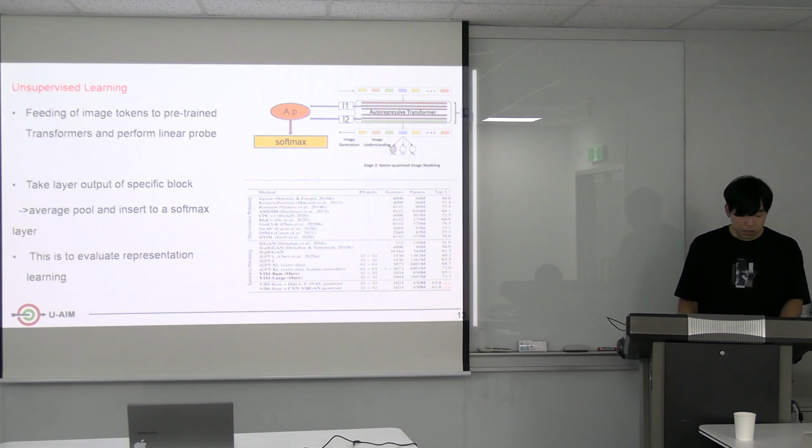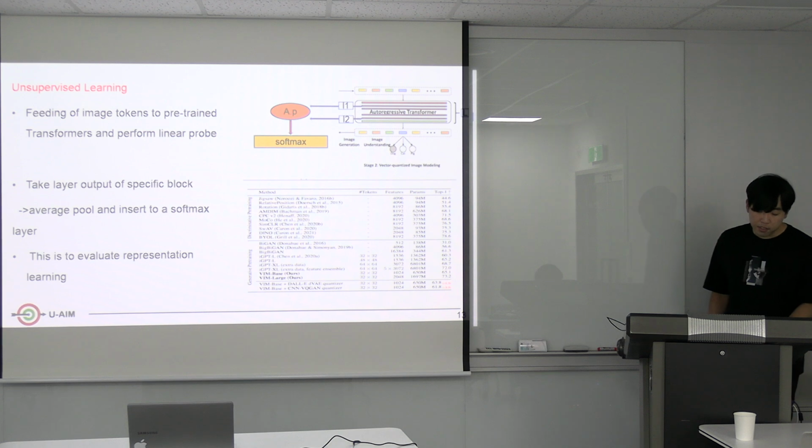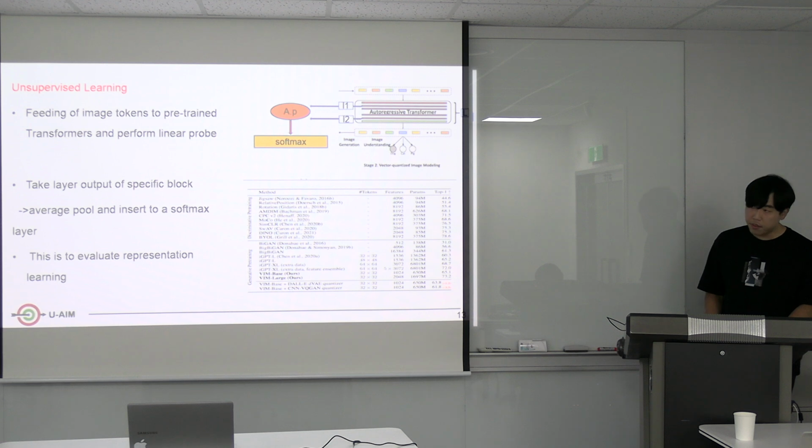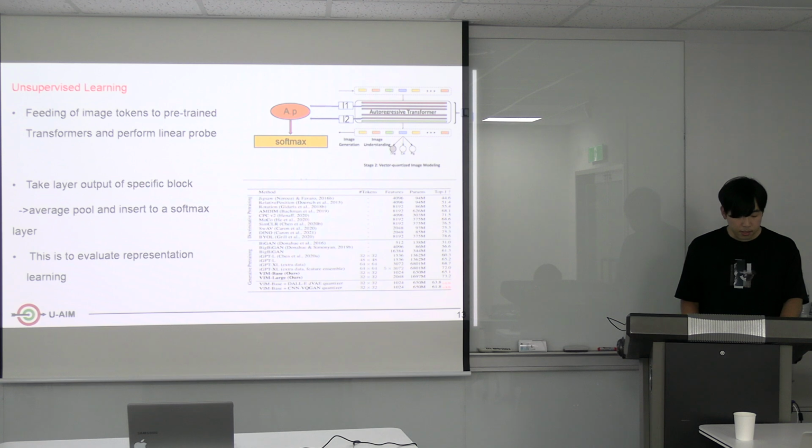Let's go through unsupervised learning. In this phase, image tokens are fed to pre-trained transformer stacks to perform a linear probe, based on the premise that well-performing feature vectors have linear class boundaries. Run through the stacks, one of the blocks is designated for average pooling and inserted into a softmax layer. This is done to evaluate if the model learned the representation well. It is like selecting the wanted image among a large pool of similar but different images.